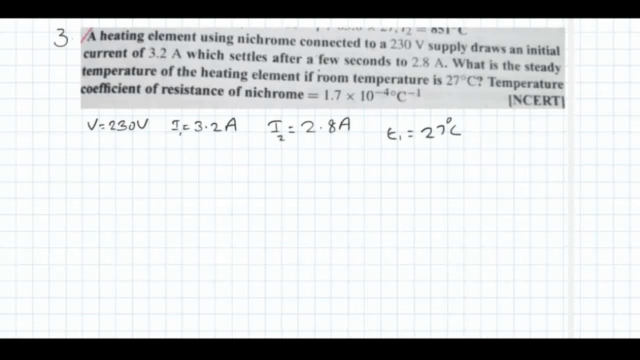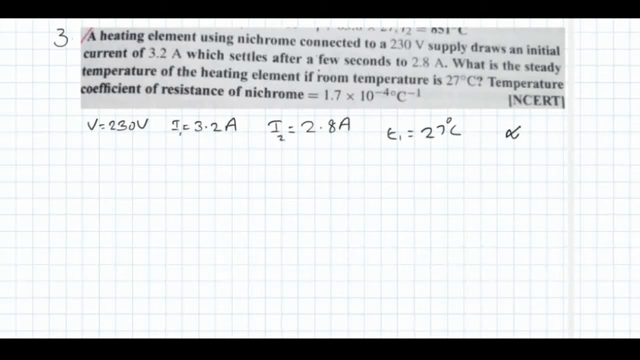So again the data: voltage is given, 230. There are two currents. Initially the current is 3.2 ampere. Then after some time it becomes 2.8 ampere. So what could be the reason? We know when current flows through a conductor it will heat up, and as a result there will be an increased resistance for the wire. So it is because of the increased resistance of the wire that the current becomes 2.8 ampere from 3.2 ampere.